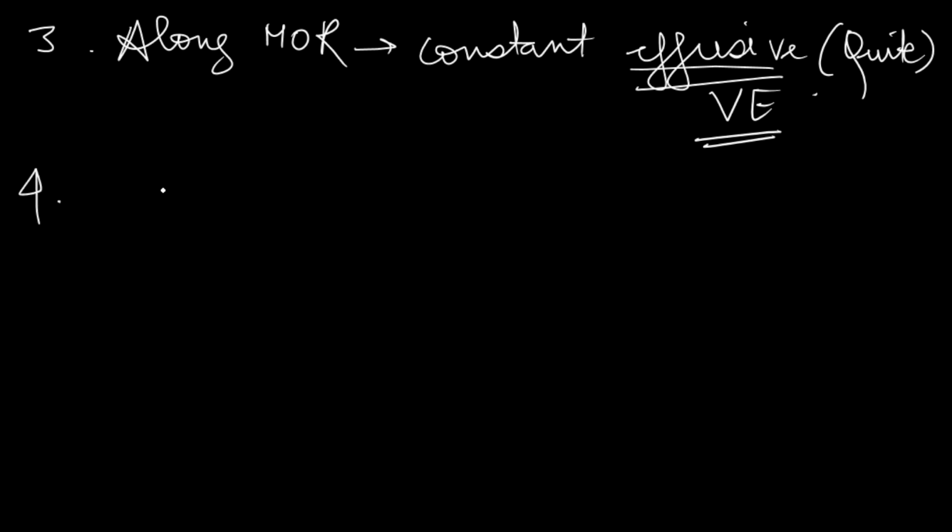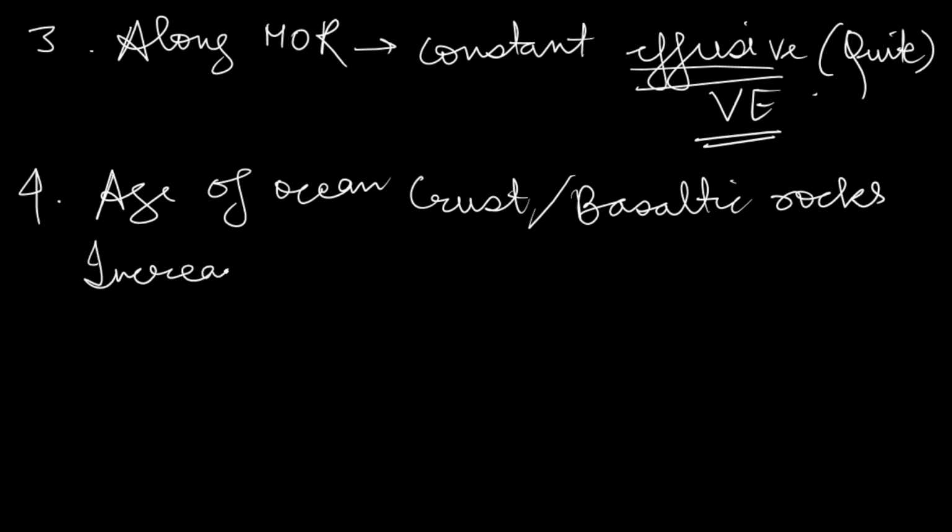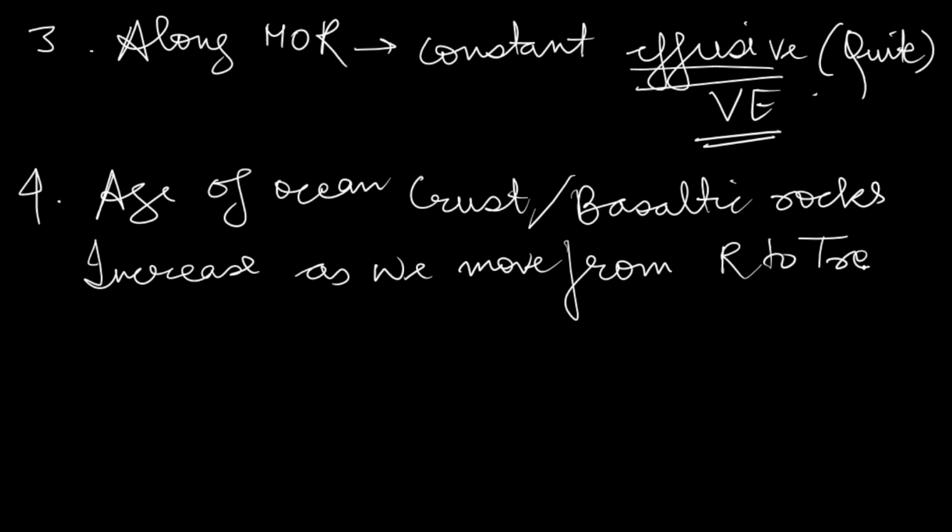Next one is that the age of ocean crust or basaltic rocks increases as we move from ridges to trenches. Okay, so the age of ocean crust or basaltic rocks keeps increasing as we move from ridges to trenches. Why? That is one factor.